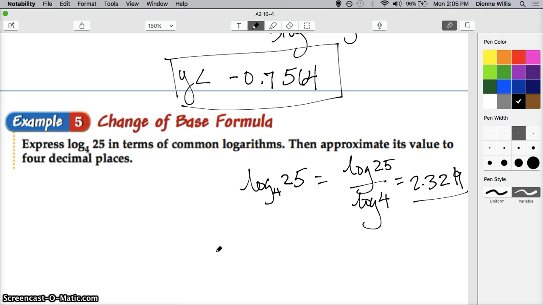So what are we trying to figure out? 4 to what power equals 25? And it wouldn't be 4 to the third since that's 64. It wouldn't be 4 to the second because that's 16. So you know the number had to be between 2 and 3.